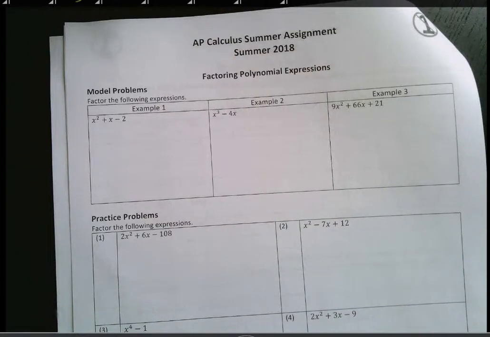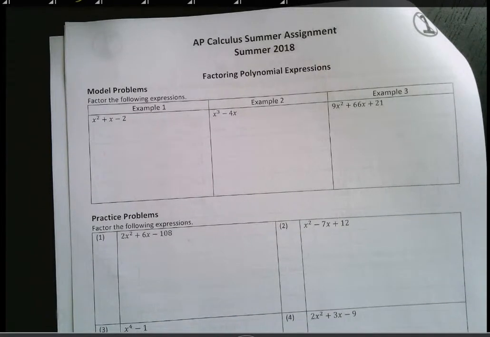Okay, so this is our first video for the summer calc summer assignment. Factoring is going to be key, especially in our first few units where we're doing a lot with limits. Factoring is what we often use with our limits in order to algebraically manipulate it into a form that we can simplify.